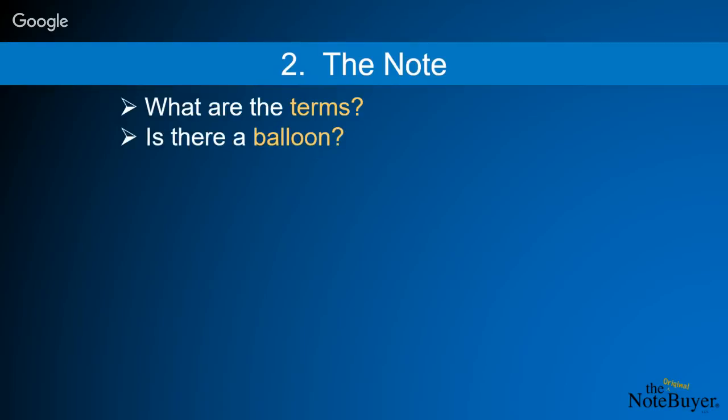I also want to look and see if there is a balloon on the note. What is a balloon? It is simply like a call where they say at a certain time, usually it's common to have a 5-year balloon, a 7-year balloon, 10-year balloon. And so they may be making payments for like 60 payments, and then there's a 5-year balloon. What that means is whatever amount is owed on that note at the end of 5 years or whenever the balloon is due, the borrower needs to refinance and pay you off in full.